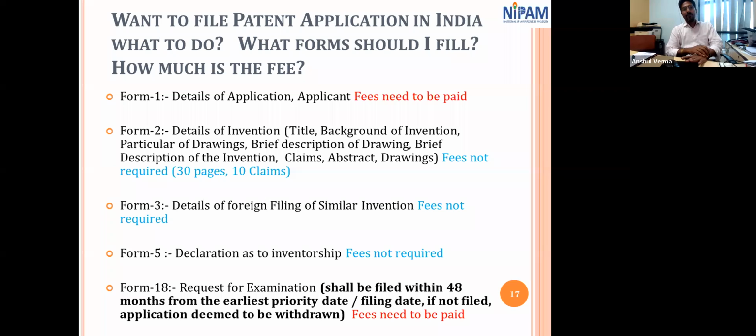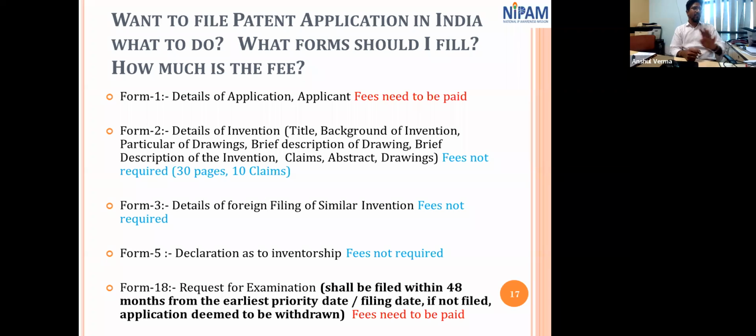Then there is something called form 3. Form 3 is needed because a patent is not limited to any country. A company files for a patent in the US as well as India. So in form 3, we want the details of your foreign filings, whether you have filed in another country or not. Then comes form 5. Form 5 is for the inventorship. The applicant has to declare that this and this person is the inventor. There is no fee for form 3 and form 5.